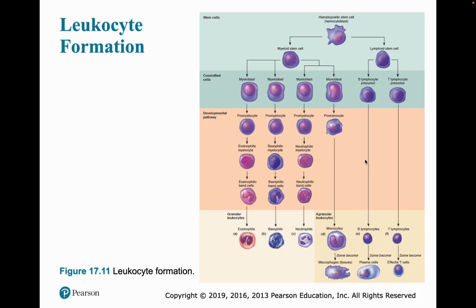So here is a schematic which I would recommend that you go through. It takes you to your eosinophil, basophil, neutrophil, monocyte, and B and T lymphocytes. Again, lymphoid, myeloid, committed, and then a developmental pathway.